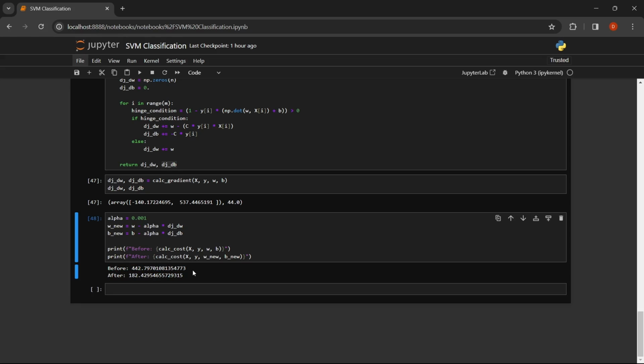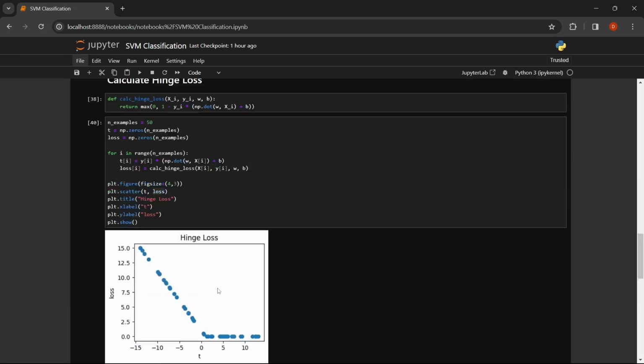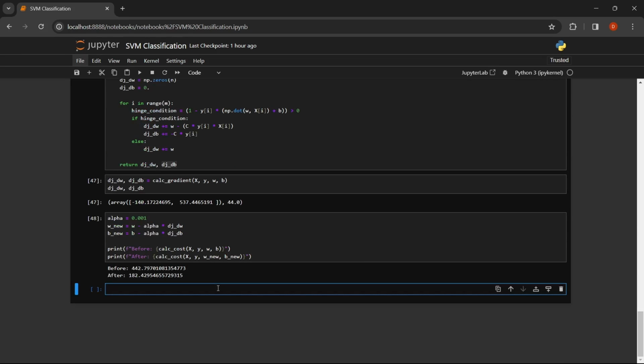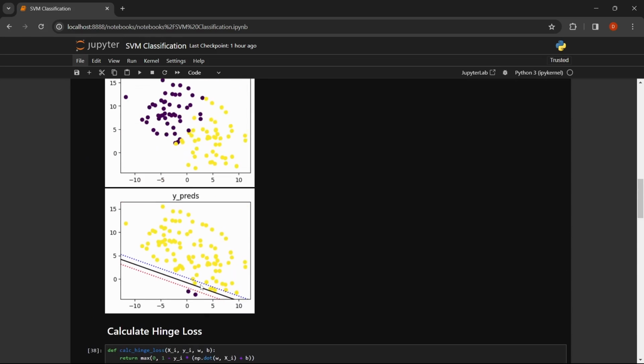All right, so here we just applied a single step of gradient descent, and that dropped our cost by over half. So it looks like our calculate gradient function worked pretty well. And since we have a function to plot our y true versus y pred, let's go ahead and do that one more time before moving on to the gradient descent function, just to see how that single gradient step affected our decision boundary. All right, so our decision boundary and margins are still not great, but it looks like we're correctly classifying points a little better than we were earlier.